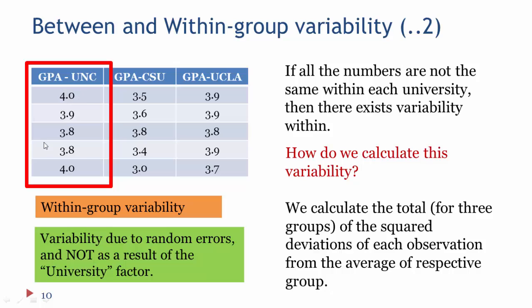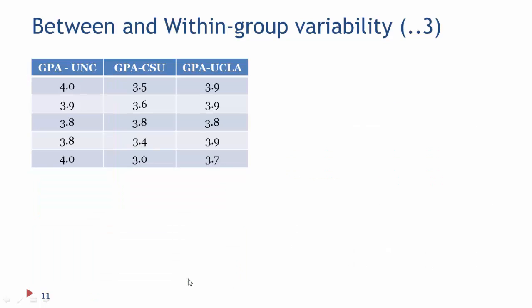Because it is variability within, we do not have any further information about why they are varying, so that's why we call them random variation. Okay, so this variability is due to random errors and not as a result of the university factor. How about variability within, variability between?